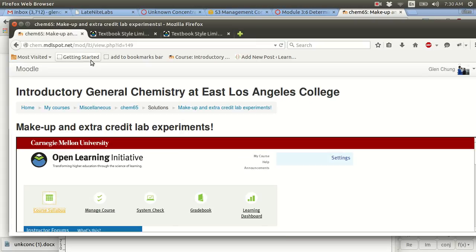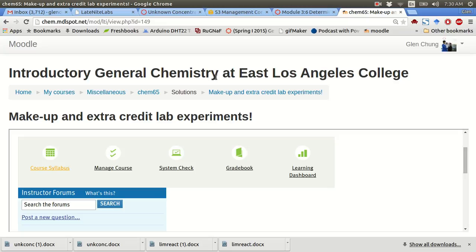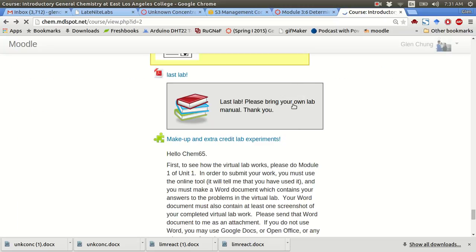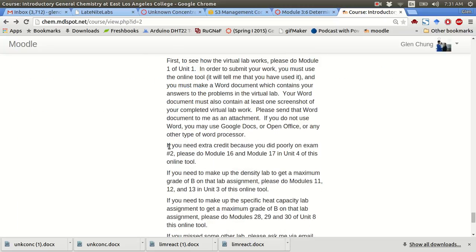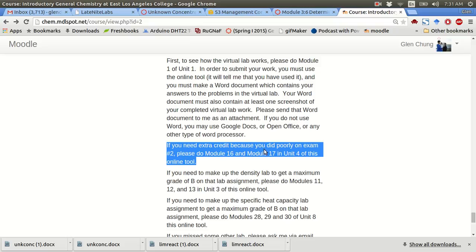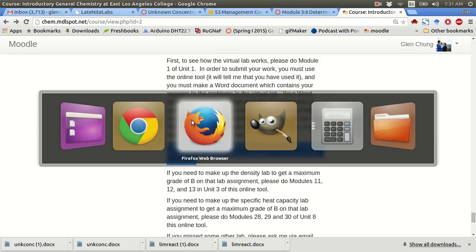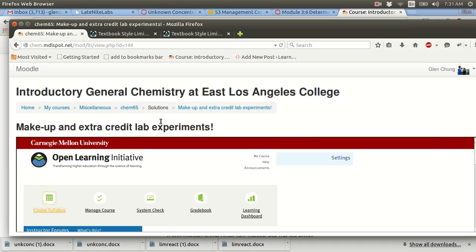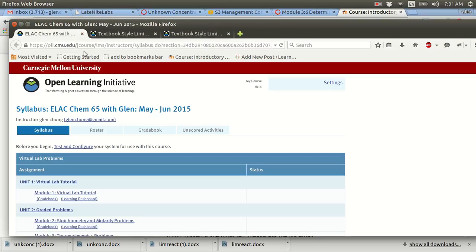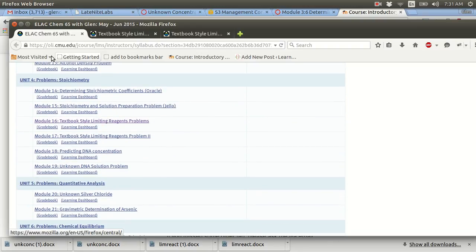Hi, here I am doing the extra credit lab activity online. You could see that, oh, where is the Moodle? On the Moodle, it says that for the extra credit, you can do Module 16 and Module 17 in Unit 4. So, it is necessary to use Firefox to do this virtual lab. And in Firefox, you can see that there is a Unit 4, and Module 16 and Module 17 are here.